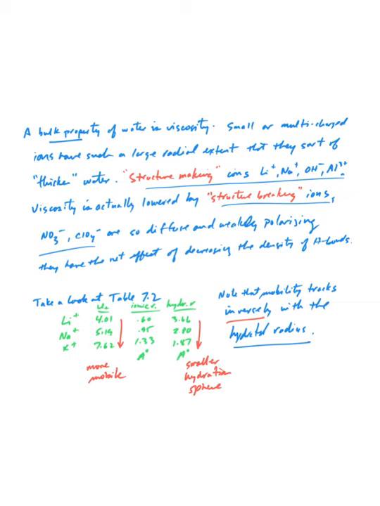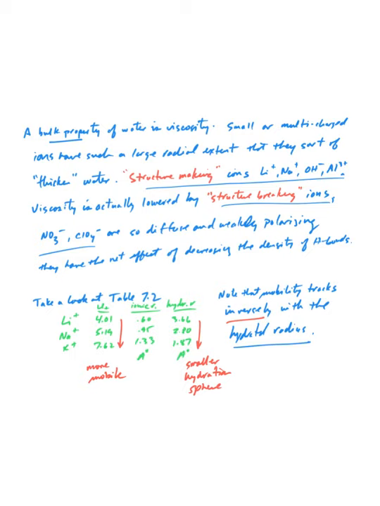So a bulk property of any liquid is viscosity. You guys made viscosity measurements, I think, in lab earlier this semester. What happens if you have a salt in your solvent? Well, small or multi-charged ions have such a large radial extent, like the kind I sketched out in the previous slide, that they sort of thicken the water.